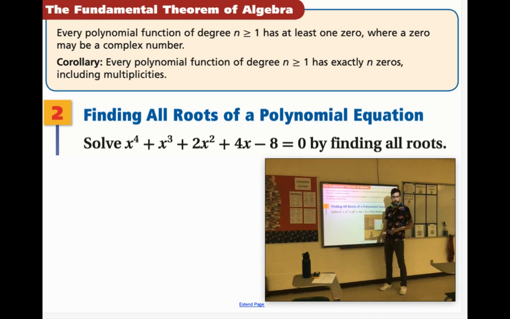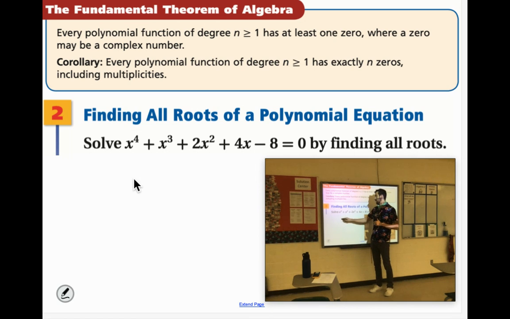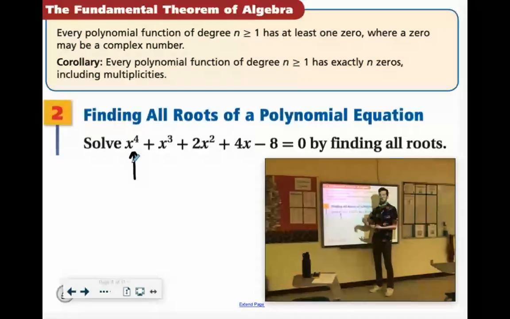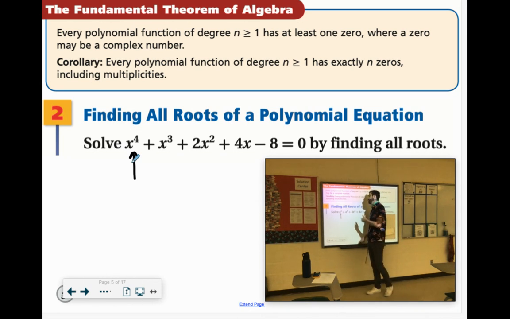The fundamental theorem of algebra states that whatever your highest degree is, which in this case would be x to the fourth, that's going to be the number of zeros you have in this equation. Now, they're not always real. They might be irrational, which is fine. That's real. They might also be in the complex number system. But we are looking for 4 different zeros.